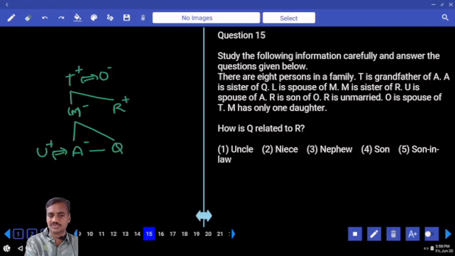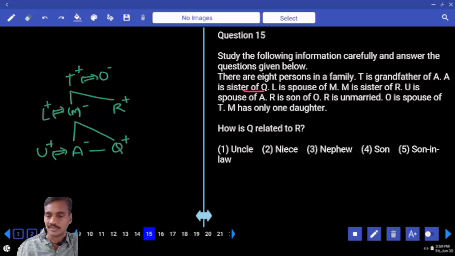U is the spouse of A. And R is the son of O. R is unmarried. O is the spouse of T. And M has only one daughter. M is having only one daughter, and this Q must be male, isn't it? Hence, how many persons are there? 3 and 7 persons. Who is the one more person left over here? And T is the grandfather of A. And A is the sister of Q. L is the spouse of M. L and M are married.